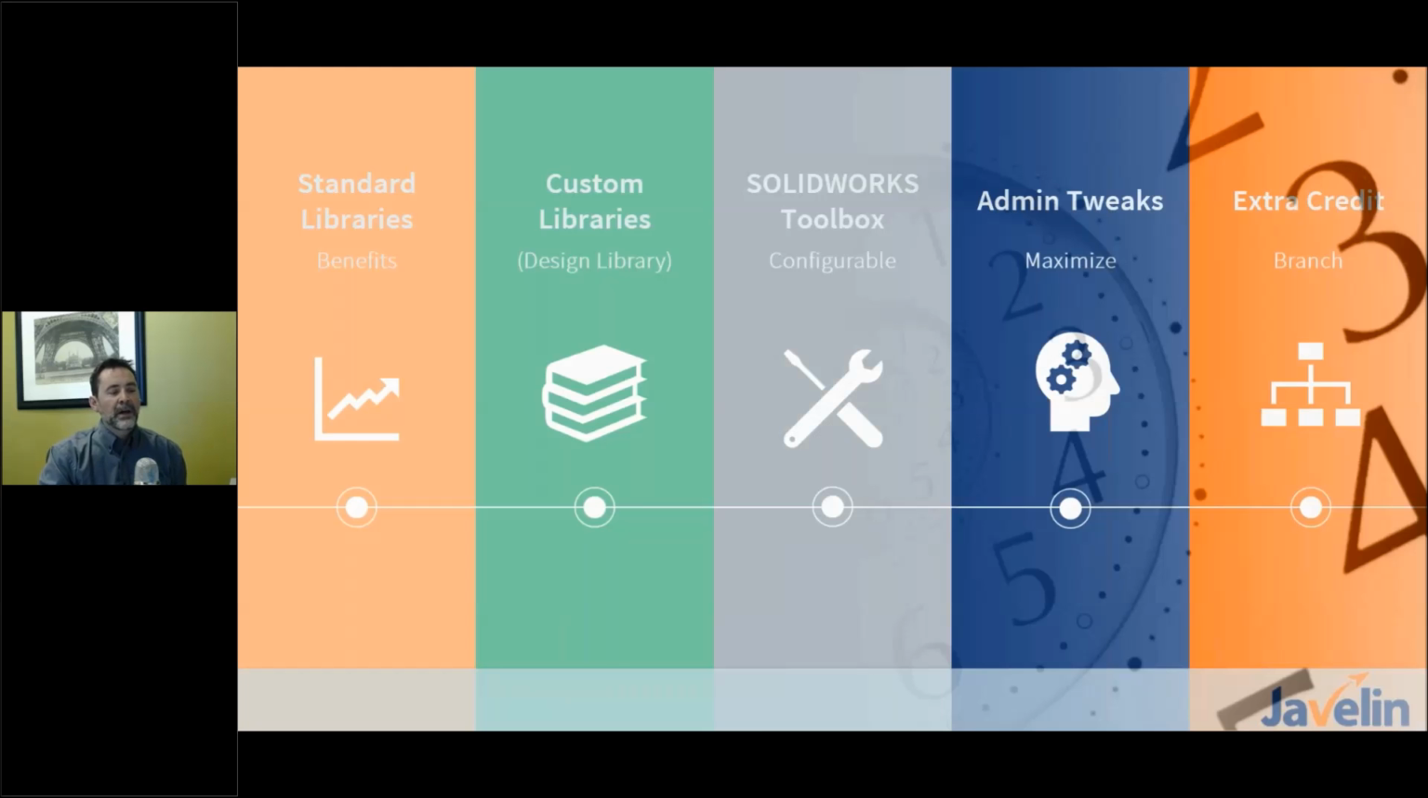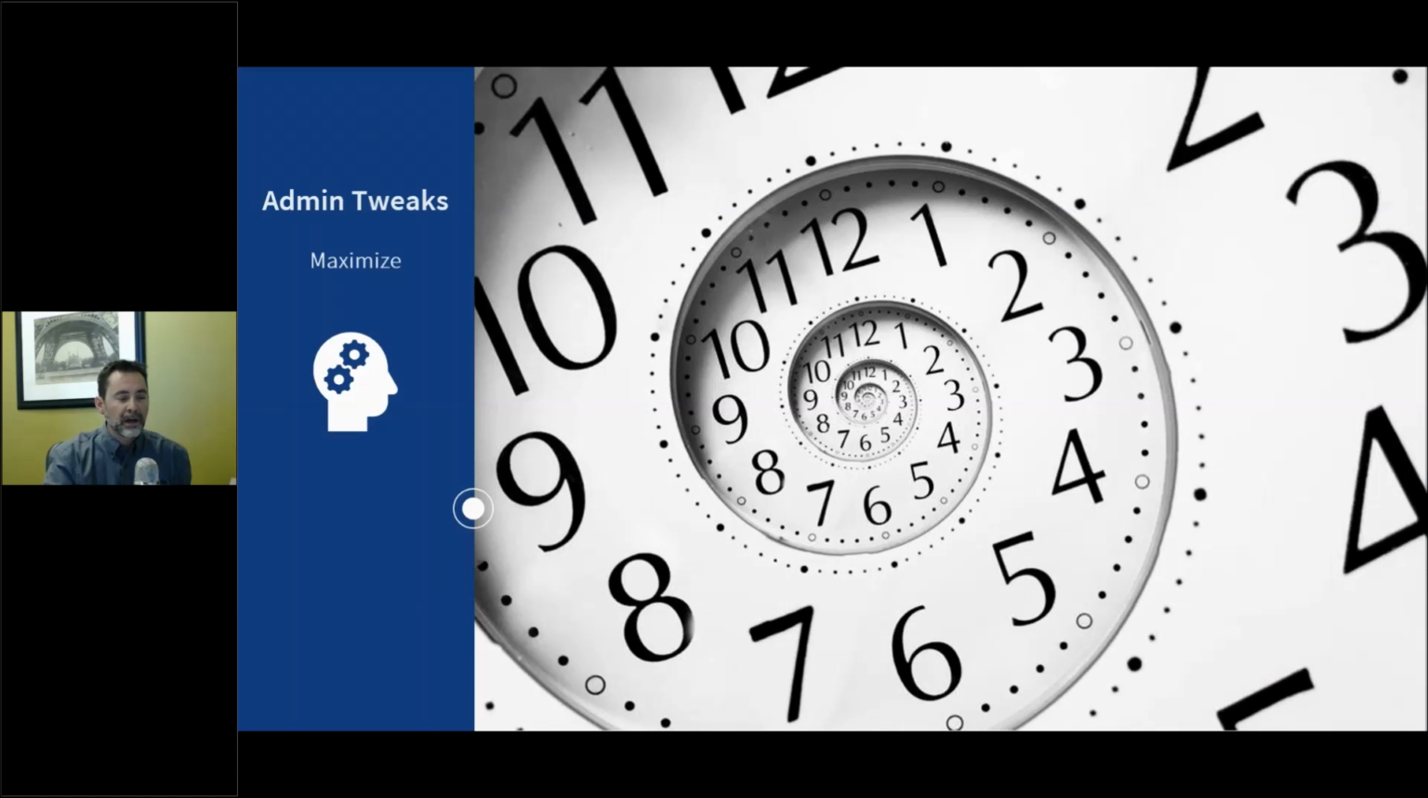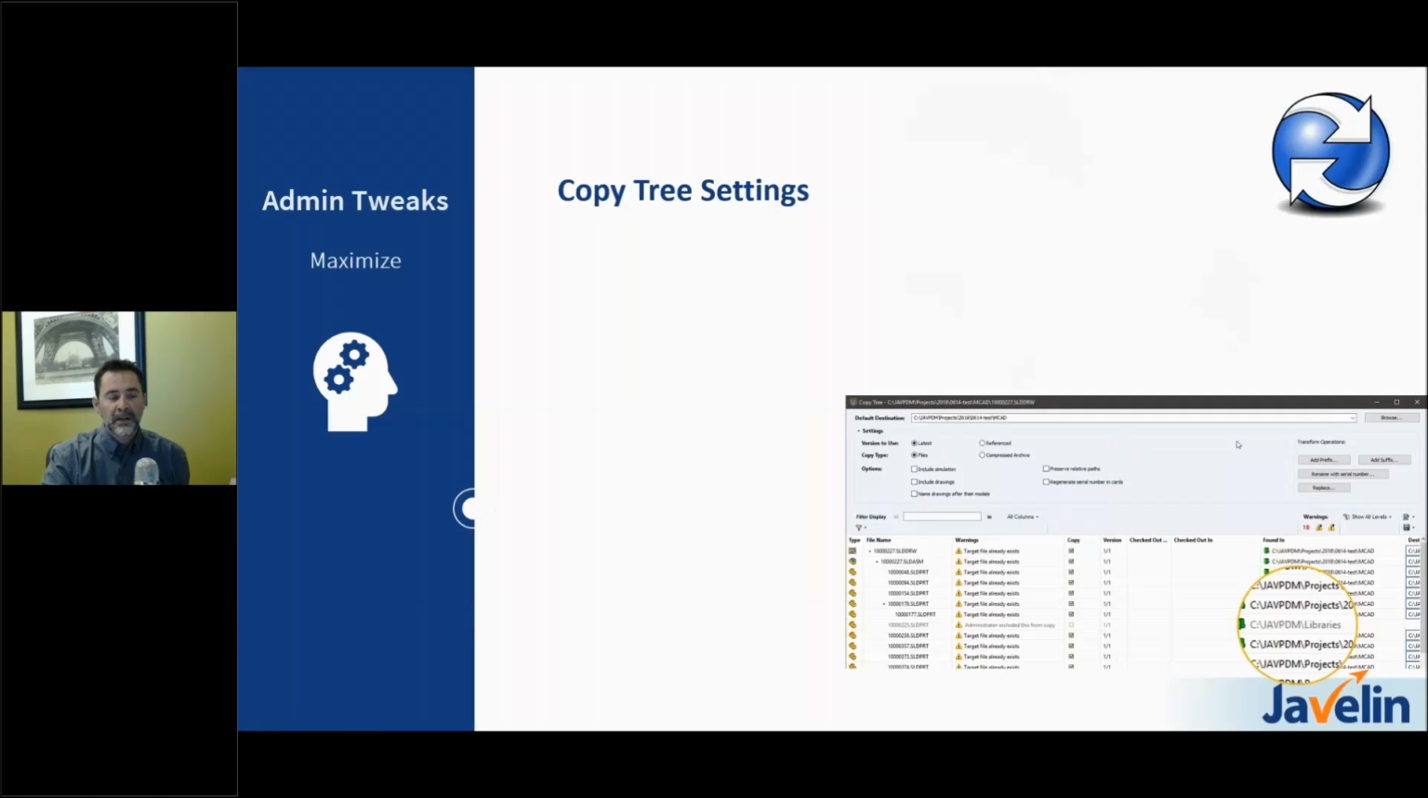So, some other admin tweaks to maximize this a little farther. Copy tree settings. Having a standardized library, copy tree is a great way when you want to do similar but different projects inside PDM. But there's a nice benefit here: when we've got a designated library, we don't want to copy those ever, right? We want to always be referencing back to the standards, to the library. So I'll show you where you can set that up.